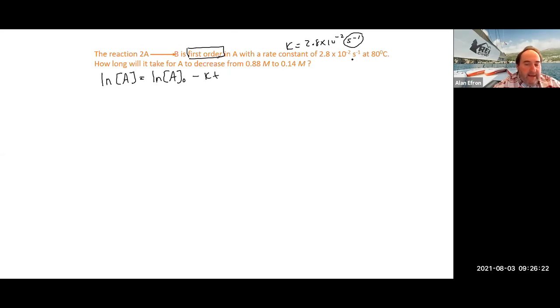Now we have k. The 80 degrees is really useless information here; we're not going to use it in a particular calculation at this point. The concentration of A decreases from 0.88, which would be our initial concentration. That's what the little naught means on the bottom there, to our final concentration of 0.14 molar. So we pretty much have this, and we have this. We are going to be solving for time.